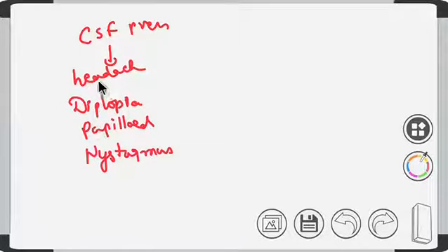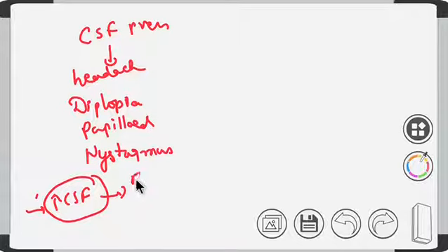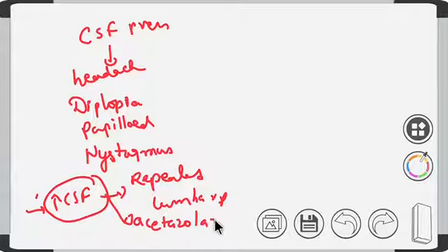So how will you treat this condition? As there is increased CSF pressure, we have to drain it. Repeated CSF lumbar puncture can be done, or we can give medical treatment, like acetazolamide. And if there is infection of the middle ear, then we have to treat the middle ear infection. So all these things should be done.